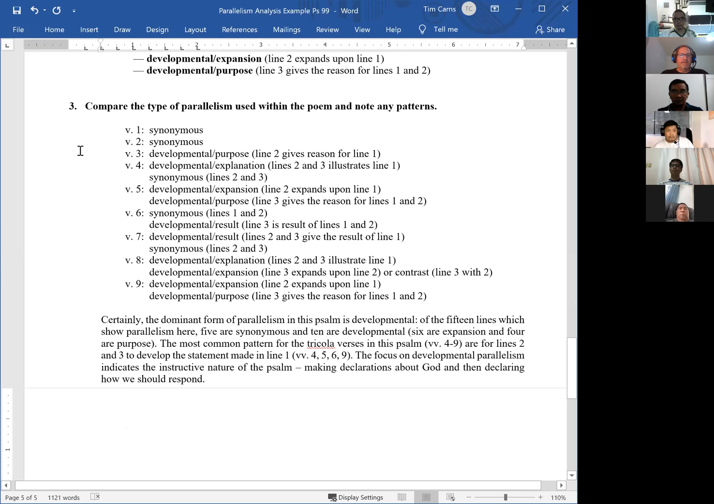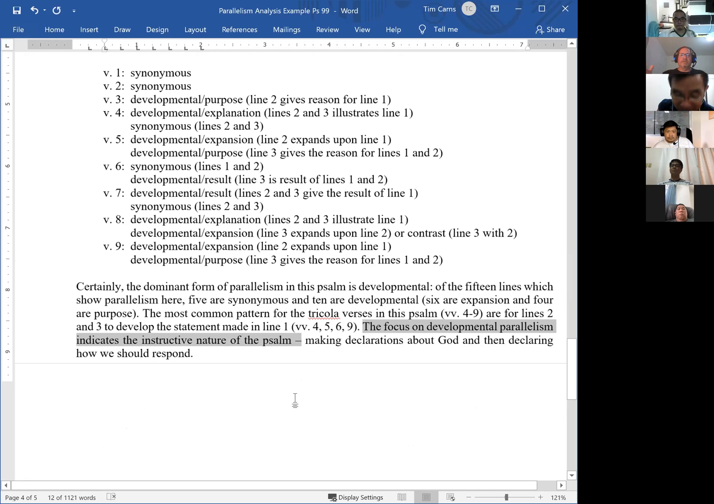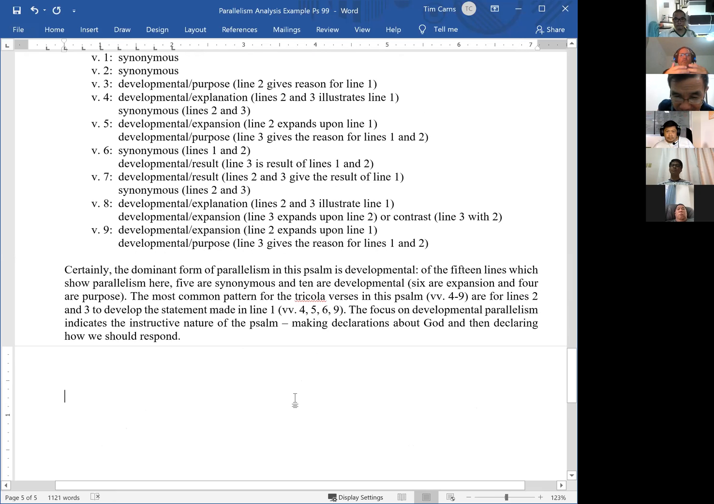So in this particular poem, Psalm 99, I noted that the first two verses were synonymous. I mentioned in the summary here that the dominant form of parallelism in this psalm is developmental. Of the 15 lines which show parallelism, 5 are synonymous, 10 are developmental. My thought was that the focus on developmental parallelism perhaps indicates the instructive nature of the psalm, because developmental is often instructional. One line develops the other, giving more information or an illustration or the purpose or result of the other line.